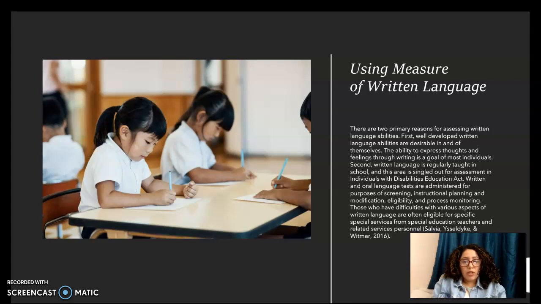Second, written language is regularly taught in school, and this area is singled out for assessment in the Individuals with Disabilities Education Act. Written and oral language tests are administered for purposes of screening, instructional planning and modification, eligibility, and progress monitoring. Those who have difficulties with various aspects of written language are often eligible for specific special services from special education teachers and related services personnel.